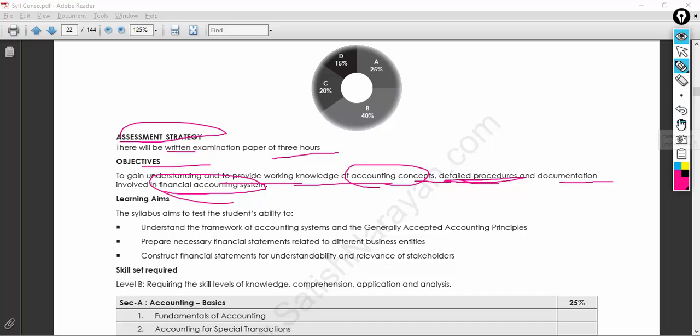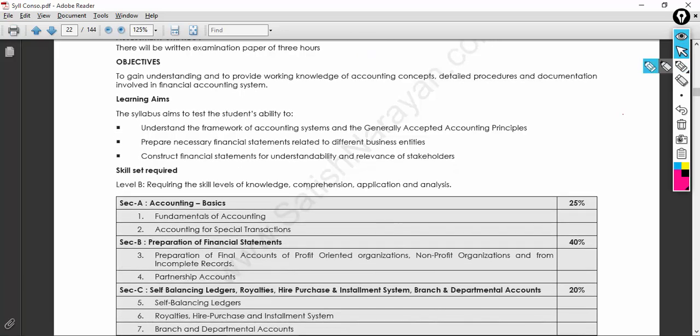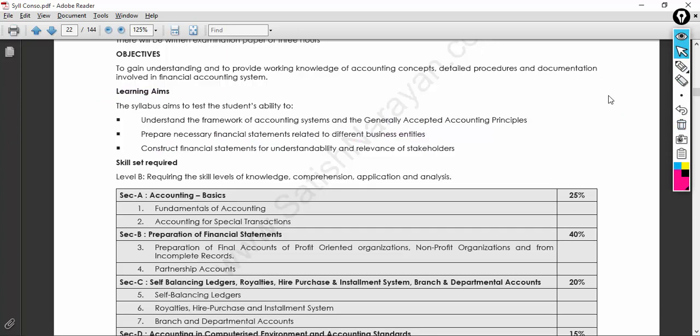Okay, so having said this, if I scroll down to the lower part, we have the learning objective, I mean, the learning aims. So you need to understand the accounting system, GAAP, which is generally accepted accounting principles, followed by financial accounting of the different business entities. Along with that, you should also know how to construct the financial statements and understand the relevance of those things for the stakeholders. So this is what a professional person does.